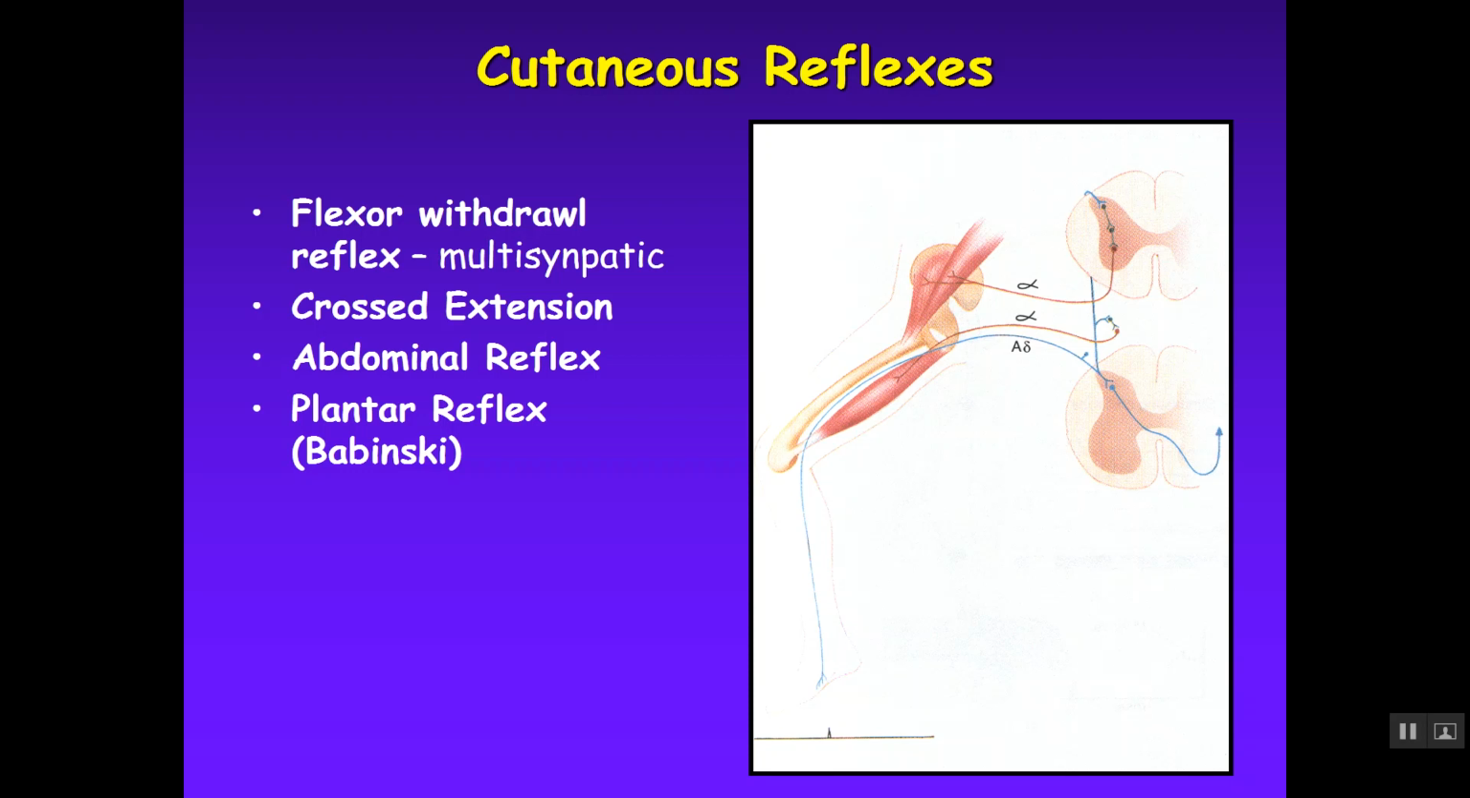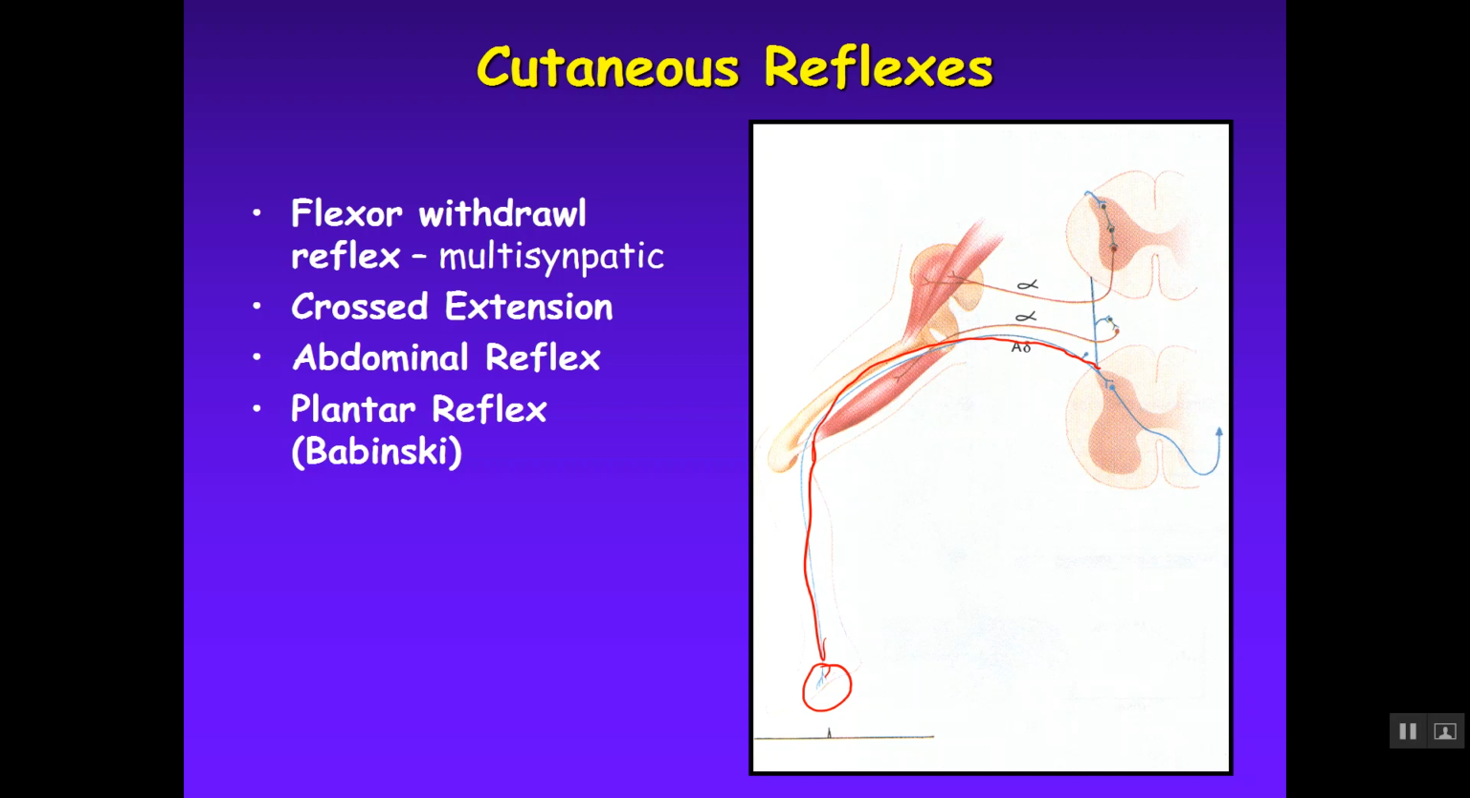And you can see that involves multiple levels of the spinal cord. In this picture, here is the free nerve ending. This is an A delta fiber, right? Sensory fiber, axon. Goes up into the spinal dorsal root, into the spinal cord.